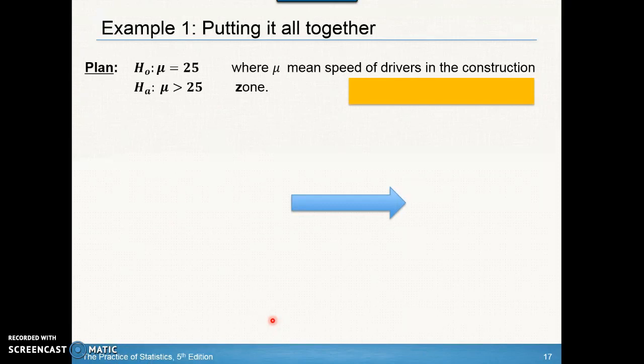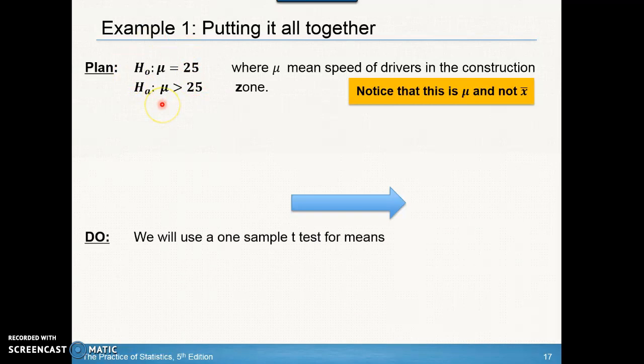All right, so let's put it all together. What's our null and alternative? Our null is that the mean is equal to 25. We think that they're going faster, so the mean is greater than 25. Notice how the mean is defined. It's the mean speed of drivers in the construction zone, and I'm using the population mean, not the sample mean. I'm using the sample to test against this.